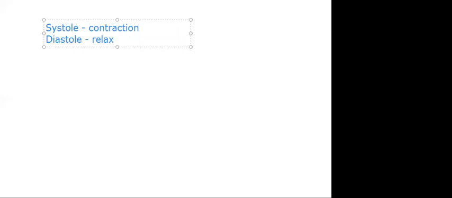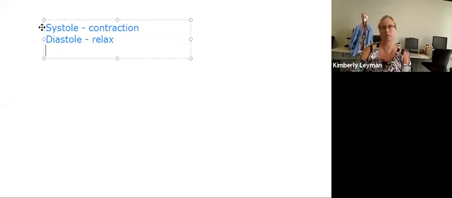Okay. So on our blood pressure, we'll say like 120 over 80 would be kind of a normal blood pressure. The 120 goes on top, and that's the systolic pressure. 80 goes on the bottom, diastolic.